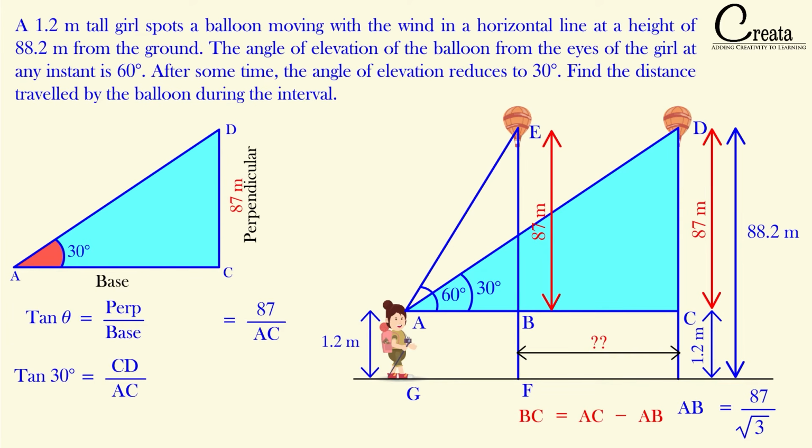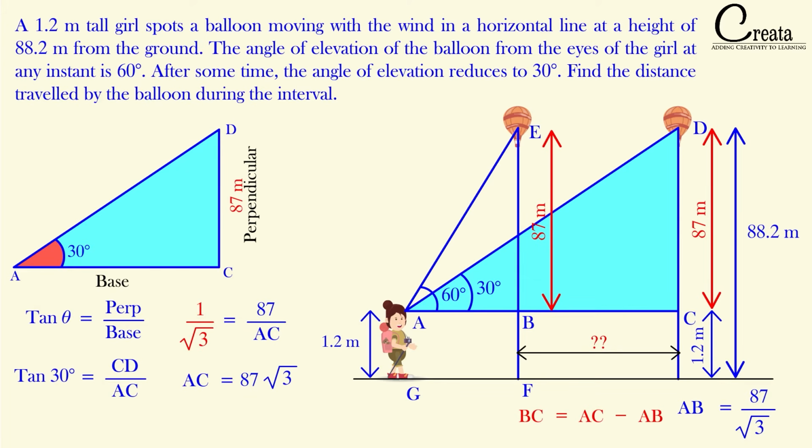And what is the value of tan 30 degree? I think it is 1 upon root 3. So we got 1 upon root 3 is equal to 87 upon AC. We got AC as 87 root 3 meters.